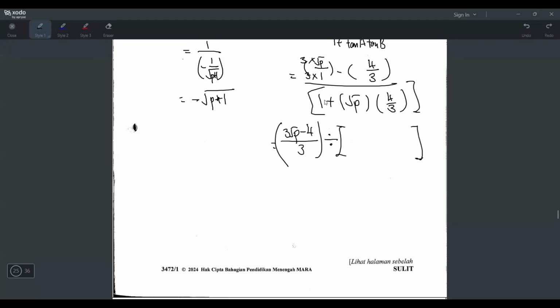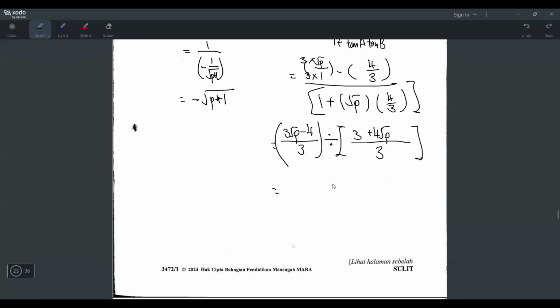Okay, this one also I will make the denominators the same. So 1 times 3 becomes 3, and then square root P times 4 which is 4 square root P, like this. Understand? Because square root P times 4 is 4 square root P over 3. And then this one, since I want to make it into a single fraction, I do it like this: 1 times 3. So it becomes 3 plus 4 square root P over 3.